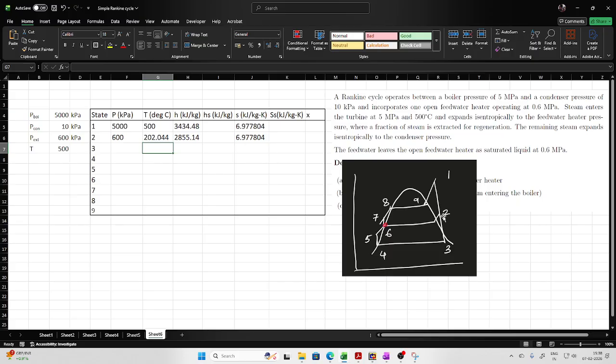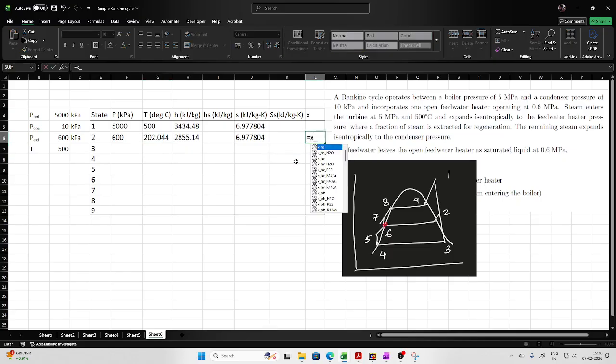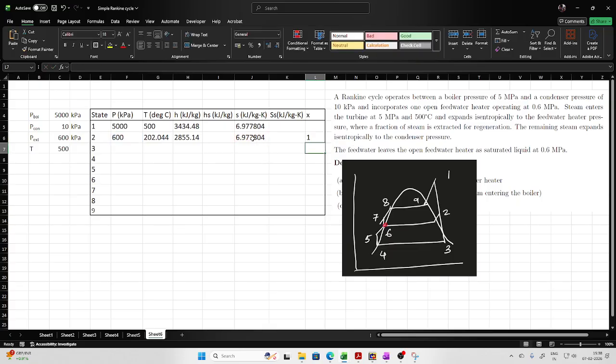Now if you want to see where the state is, it should be outside the dome. So let us check it. So dryness fraction based on pressure and entropy for water. So this is the pressure and this is entropy. So this is coming out as 1. Why? Because this is not on the saturation state, it is beyond.